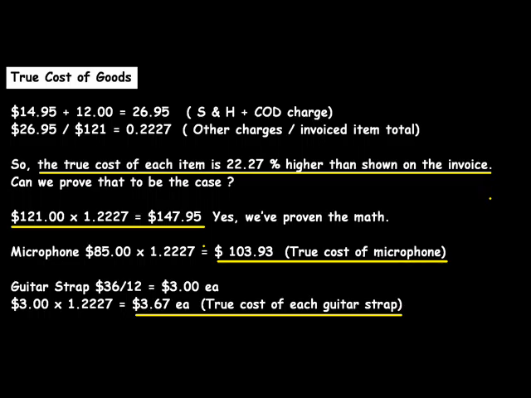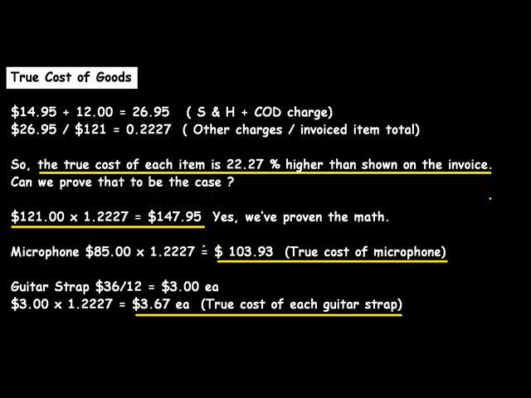Let's determine the true cost of the goods we've ordered. We take the invoice price plus the shipping and handling plus the COD charge plus any other cost associated with getting that merchandise in the door and ready to sell, sometimes referred to as the landed price. In the case at hand, we take $14.95 plus $12. That totals $26.95 in additional charges.